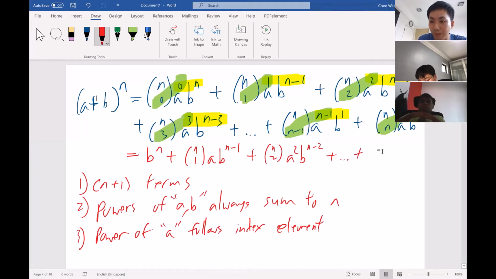n choose n is 1. b to the power of 0 is also 1. And a to the power of n, so it's just a to the power of n then. So if you contrast what I have in blue versus what I have in red, I personally feel that the one in blue conveys more information. It helps you to grasp the pattern of the binomial expansion.